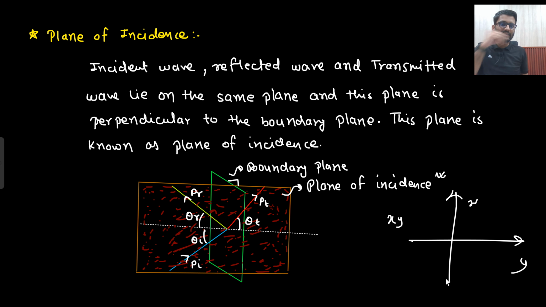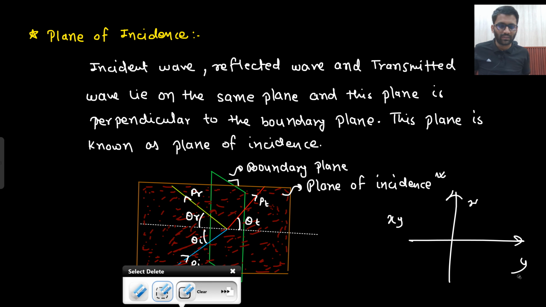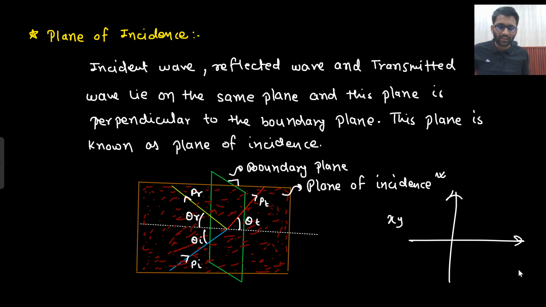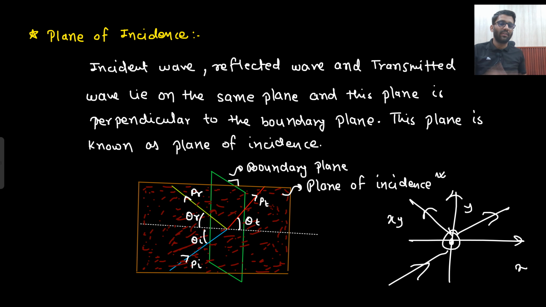Let's call this x, this y. Then I would know that my z axis will be coming towards me. So for analysis, we will always make the plane of incidence, because in the plane of incidence you will have the incident wave, reflected wave, and transmitted wave as well. So I can make the incident, reflected, and transmitted waves on the plane of incidence only. Then, in my mind, I would know that my boundary plane is perpendicular.